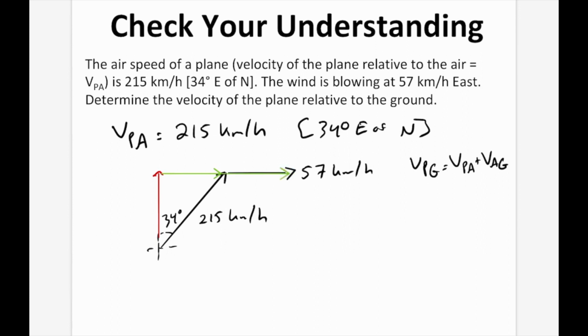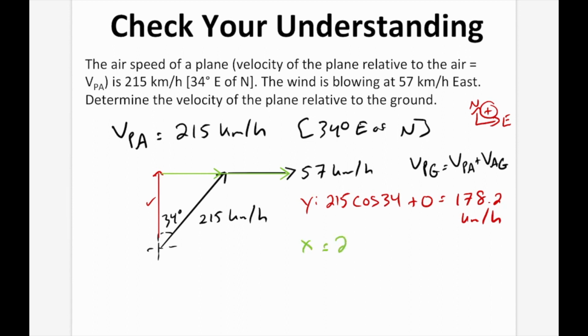Okay, so let's find our y components first. So our y components are going to be this first one here on the left. So it's going to be a component of 215. It's adjacent, so we say cos 34. And before we go any further, let's set our positives as east and north. So 215 cos 34 is going up, so we're good. And then plus 0 because, of course, on the 57 east, there's no vertical component. So we add 215 cos 34, we get 178.2 kilometers per hour.